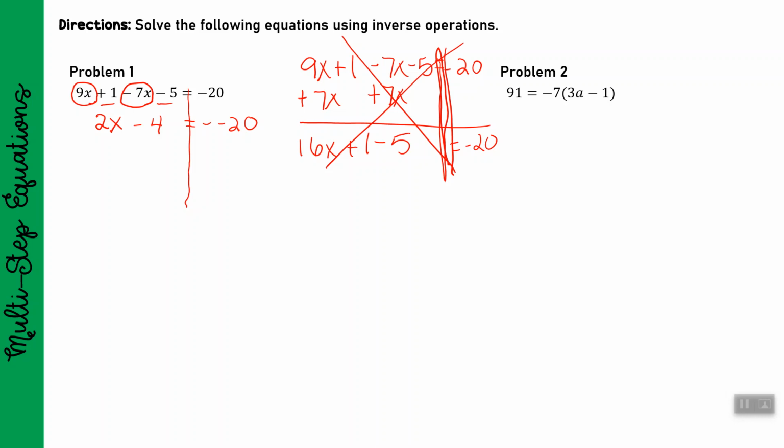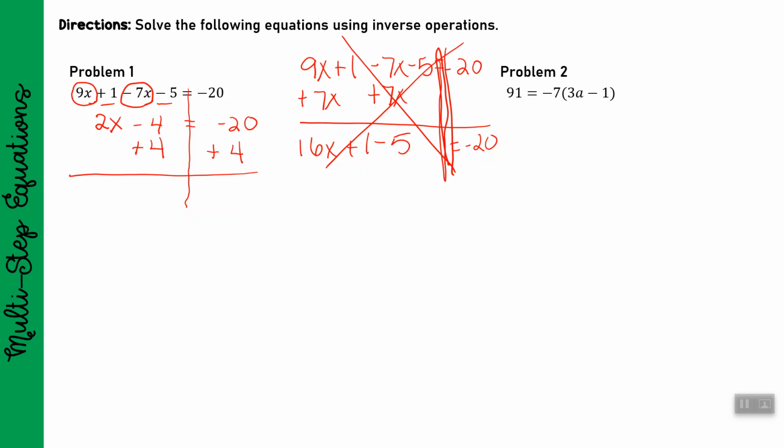Okay, let's go ahead and continue solving this. I can't simplify that left side anymore. First term has an x, second term is a constant. They're not like terms. Then I have equals negative 20, which just equals negative 20. That can't be simplified. So now I can solve using those inverse operations. The inverse of minus is plus. So we're going to add 4 to both sides.